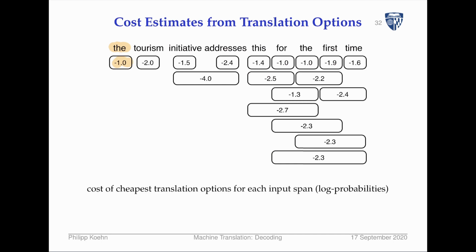And these are now log probabilities for all these possible choices. So this would, for instance, tell us that "that" is pretty cheap, "tourism" is more expensive, "initiative" is expensive, "addresses" is expensive, "initiative addresses" is expensive too. Things like this; "the first time" as a whole phrase is actually pretty cheap, and so on. So this comes out of the phrase translation table. For each translation option, we can compute the future cost estimate, and then when we go over a sentence, we can just look up all these future cost estimates for any word or phrase.